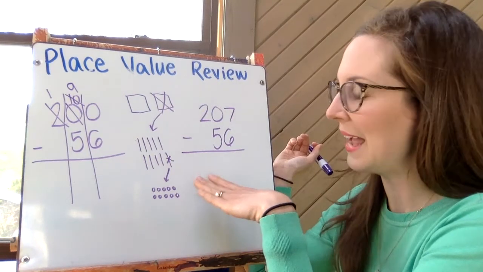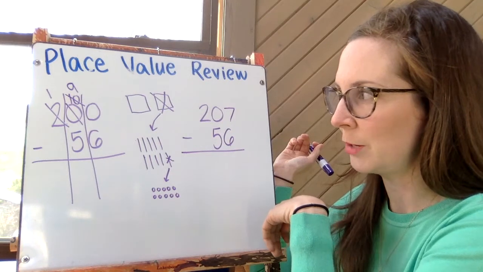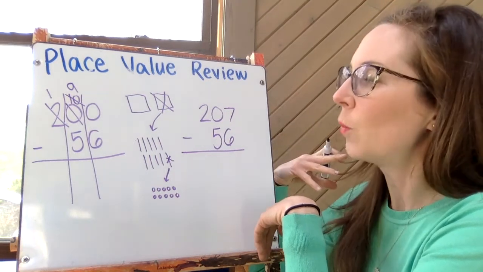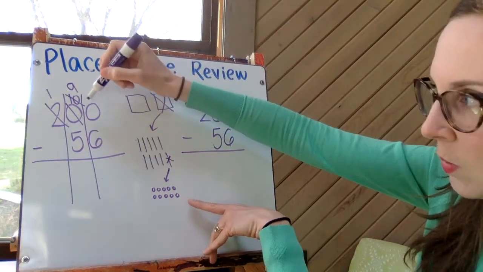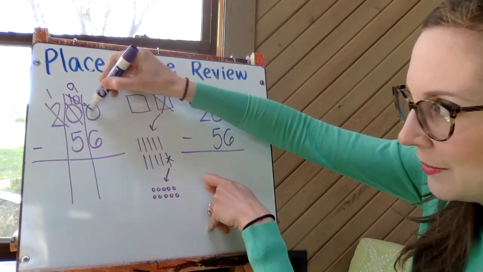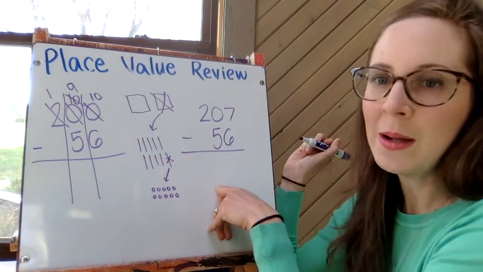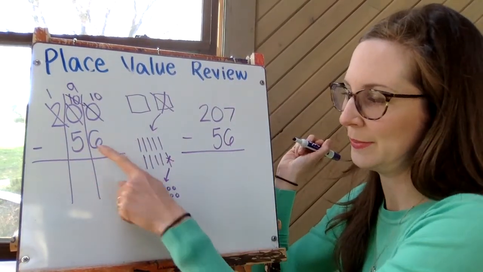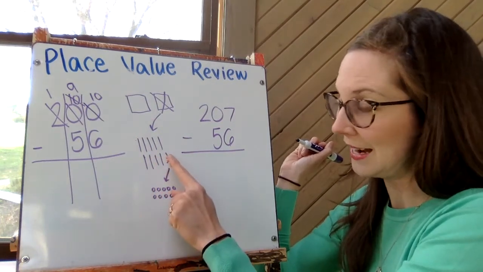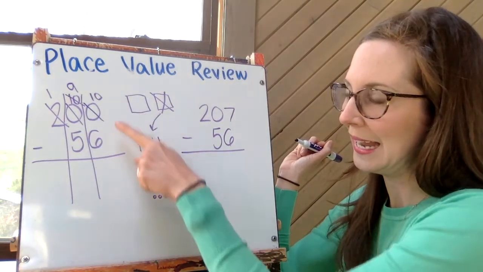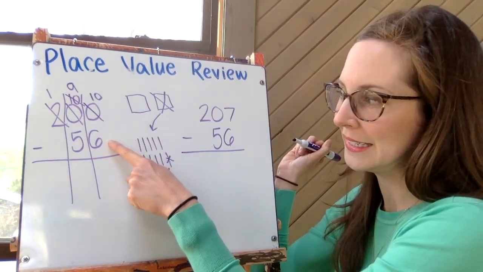I know that we ended up not really showing a quick pick as much, but we want to make sure that we don't forget what is going on when we ungroup. And instead of 0 ones, my 10 became 10 ones. So now I'm ready to subtract 56 because I have 10 ones, I have 9 tens now, and so I can subtract my ones. So 10 ones minus 6 ones.